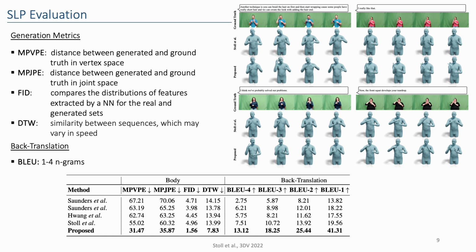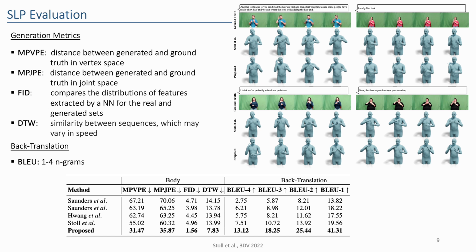We quantitatively evaluate the generation quality of the proposed and the baseline methods under a set of metrics. The first two were mean per vertex position error and mean per joint position error. Given that the motions generated from the proposed and baseline methods may not be correctly aligned with the ground truth annotations, we use dynamic time warping to measure the similarity between the generated and the original sign sequences.